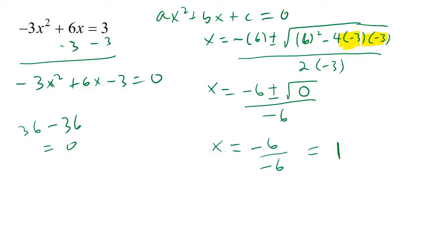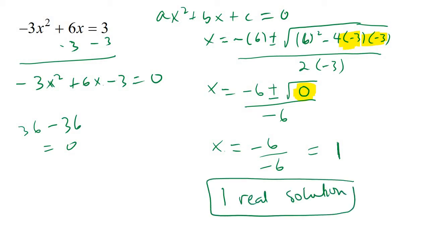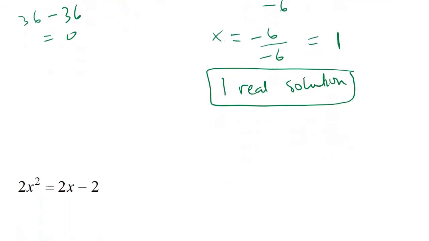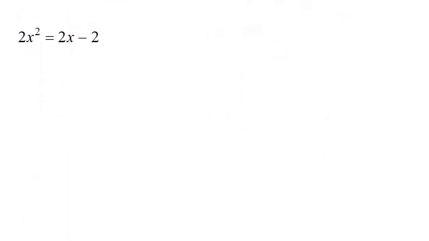So if the inside of the square root is 0, it disappears. We end up with one solution. So one real solution. Okay, bear that in mind. We're going to come back to that. And now we go to another example.